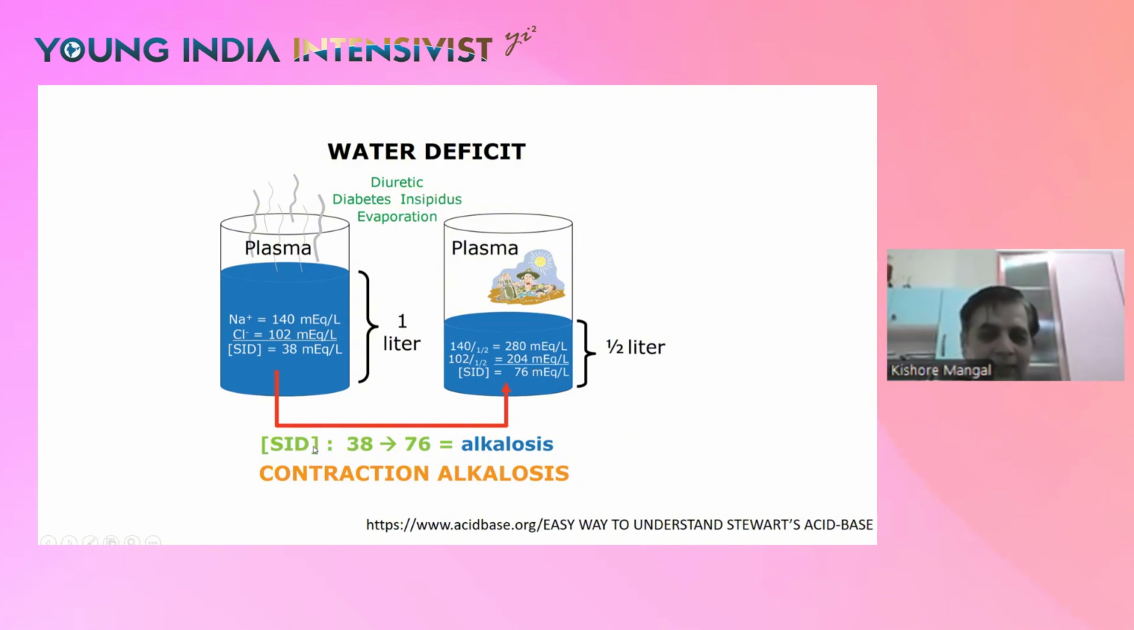So SID here changes from 38 to 76. And we know that if the SID increases, it leads to alkalosis, and that is what we call contraction alkalosis. There is no change in the sodium content, no change in the chloride content, but just the change in the water leads to alkalosis, which we commonly call contraction alkalosis.